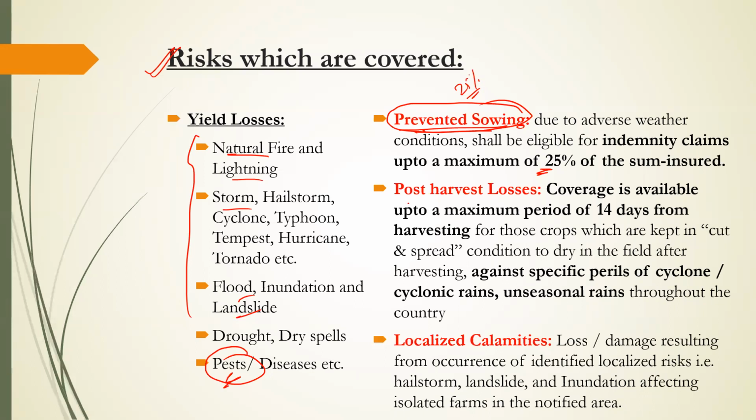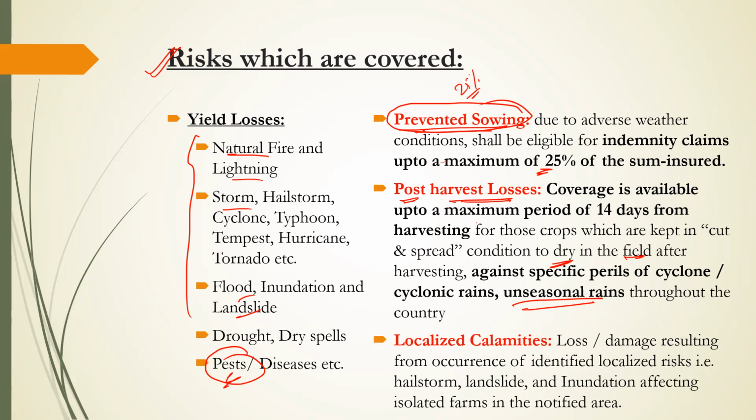Similarly for post harvest loss also, if you have grown the crop, after that if you have been to a field, you will understand that after the rice is cut, it is left out in the field for some particular amount of days. So here also it says even after post harvest, for a maximum period of 14 days, when the crop is left in the field for drying, if there is unseasonal rain, then also you can claim insurance under the Pradhan Mantri Fasal Bima Yojana. So post harvest losses also, the maximum period is 14 days.